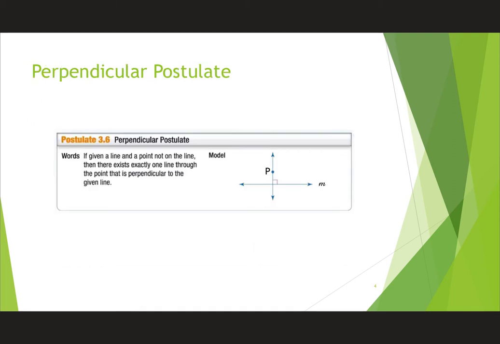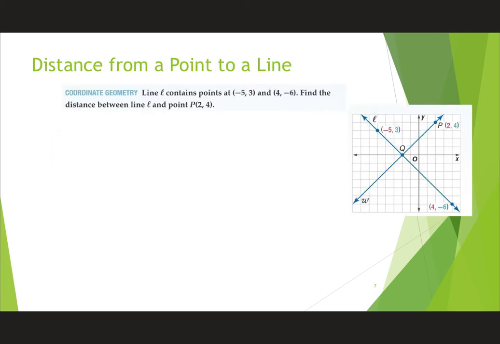Now here's the postulate that spells that out, because in math we have Simon Says rules. The perpendicular postulate states that if given a line and a point not on the line, there exists exactly one line that is perpendicular to the line through the point. Basically, this is saying if I am given line M and point P, there is only one line that is perpendicular to line M that goes through point P. That's all this postulate is saying. So let's go ahead and practice this.